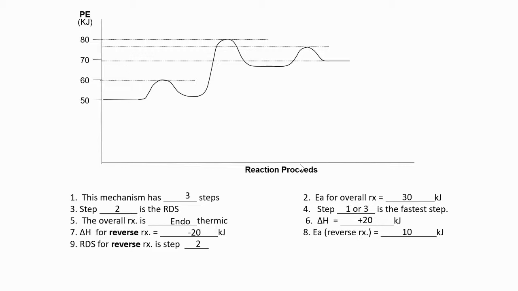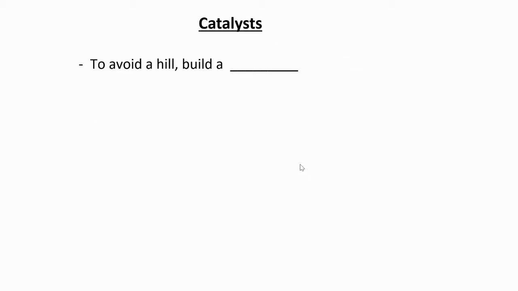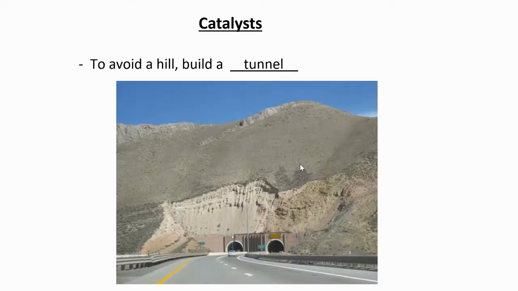All right, let's go on to catalysts. So catalysts, I'm sure you've come across them before. We all know that they increase the rate of a chemical reaction, right? So you add a catalyst into it, it makes the reaction happen faster. The analogy we're going to use for this one is to avoid a hill, we build a tunnel. Instead of walking all the way up and over top of the hill, we can just go right through the tunnel, make things much easier. It's a lot of work to build that tunnel, but once we've got that tunnel built, then everything is much easier.